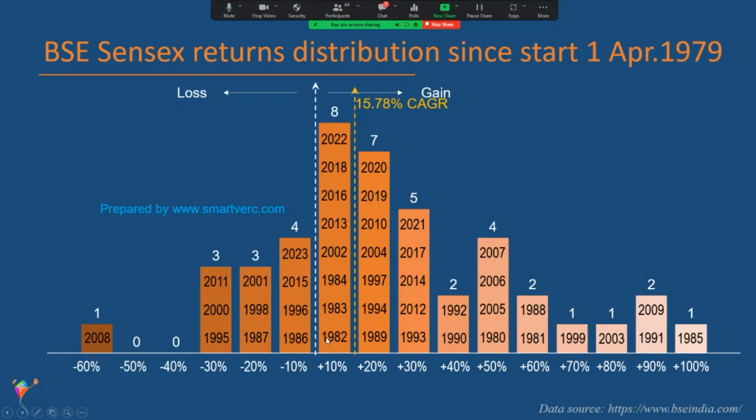Let me tell you one more thing. This is a dividing line, the 0% returns line. On the right of this line is the number of years for which the Sensex has gained, and on the left are the losses. As you can see, there is a lot of asymmetry. Not many years has the Sensex made gains compared to the losses.